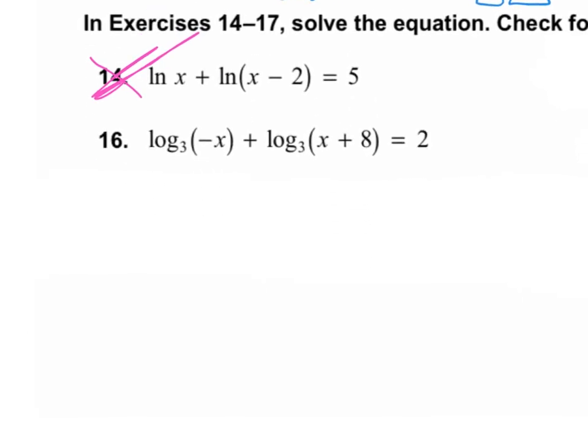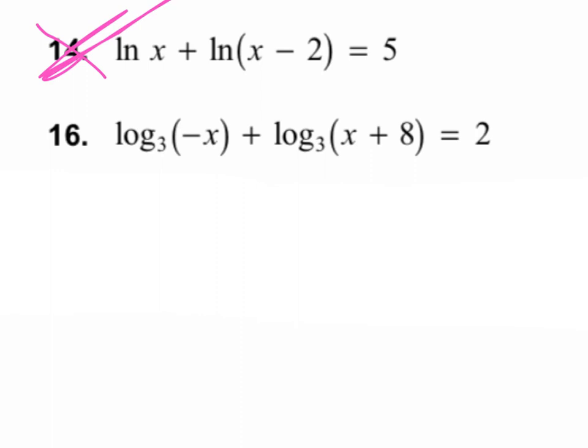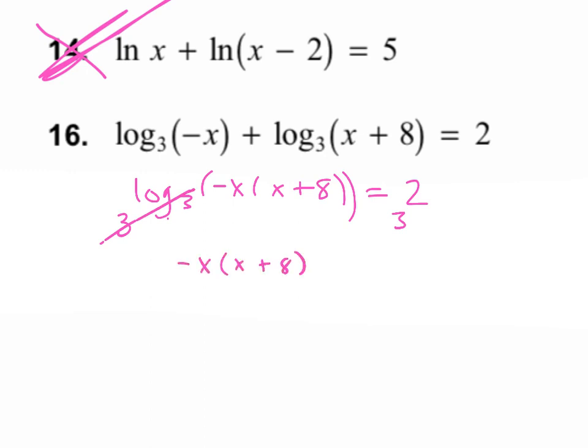Let's do 16. How can we condense this to one log? So log base 3 of what? Negative x times x plus 8. How can I get rid of that log? Raise it to the base 3. So 3 and log base 3 cancel. So I have negative x times x plus 8. What is 3 squared? 9. What can I do next? Distribute the negative x. So I have negative x squared minus 8x is equal to 9.